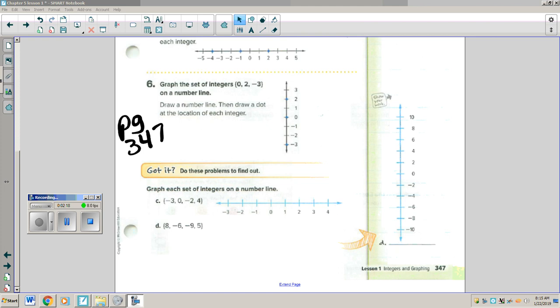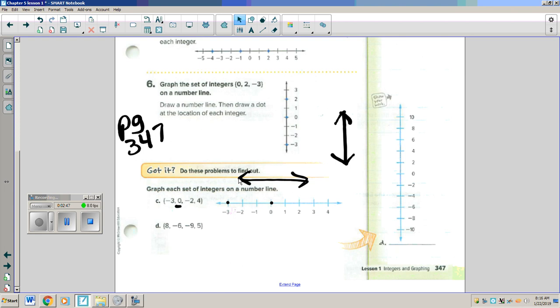Now turn to page 347 to the bottom of the page. We're going to graph on some number lines. We are going to be using a lot of number lines. They can be either horizontal, going across, or vertical, going up and down. For the first one, C, we're going to use the horizontal number line, so we're going to graph negative 3. Negative numbers are to the left of 0. Put your point right on negative 3. 0, negative 2, make sure you go left, and finally positive 4. So that's the graph for that set.